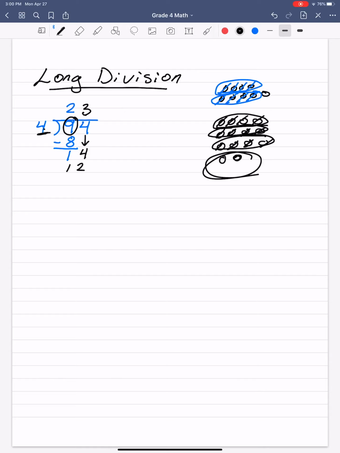Of course, we're going to subtract 14 minus 12. 4 minus 2 is 2. And 1 minus 1 is nothing. So I don't even have to put a 0 there. I can, but I don't have to.